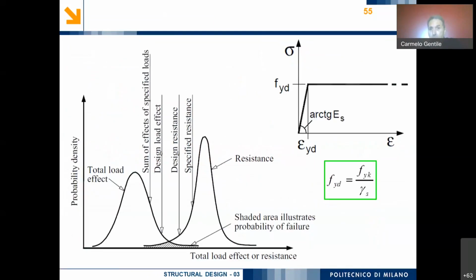We have seen that in practice, generally we refer to an elastic, ideally plastic behavior of the steel. So elastic and linear until the yielding value of the stress, and afterwards we have a constant value of the stress. And I have already presented to you basically the behavior of a cross section according to this kind of behavior.